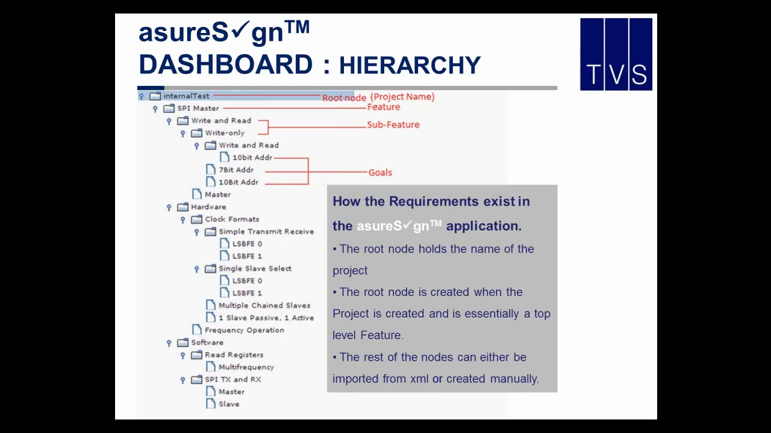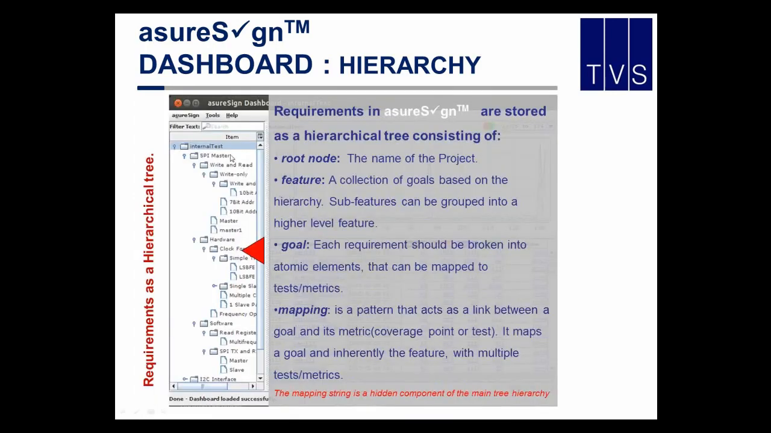When you actually set up a project, you have to name it, and that will become the root node, which is this top one. It's created automatically, and the rest of the nodes can be imported from an XML, from an external tool, or you could create them manually. We've got the hierarchical tree, so the root node is the name of the project. The feature can exist, and it can be a collection of goals based on the hierarchy. So it's all hierarchically based. So you can have sub-features. You could have one feature made out of 3 sub-features plus 3 goals at the same level. You can mix and match it as you want and how you deem it makes most sense to your project.